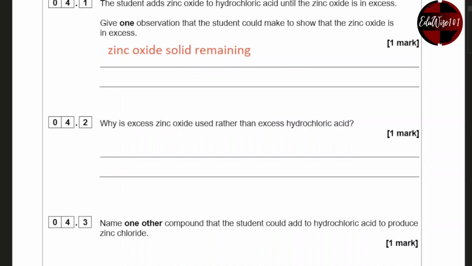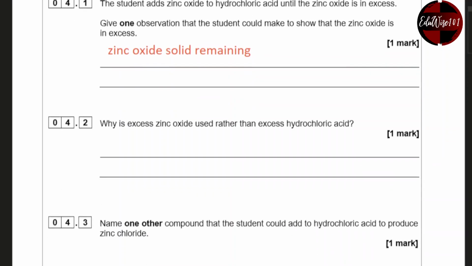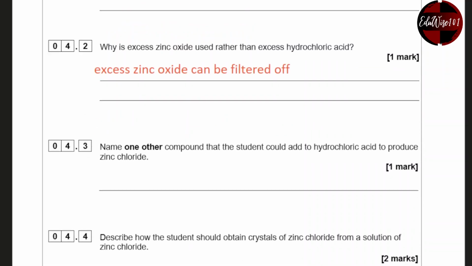Why is excess zinc oxide used rather than excess hydrochloric acid? If you use hydrochloric acid, what are you trying to do? It doesn't actually say clearly, but if you're trying to make zinc chloride, you don't want too much of the acid contaminating it. It's hard to remove, so it's much easier to filter off the excess zinc oxide. Name one other compound that the student could add to hydrochloric acid to produce zinc chloride.